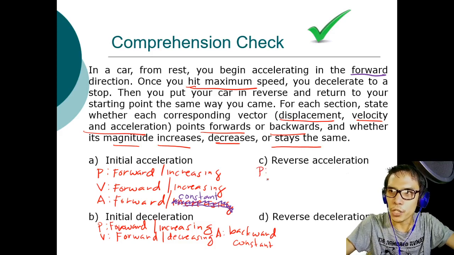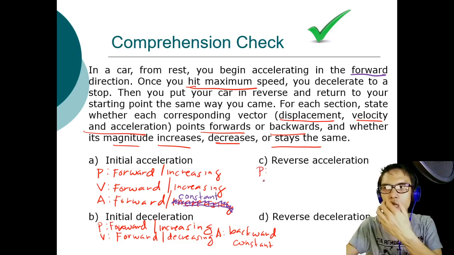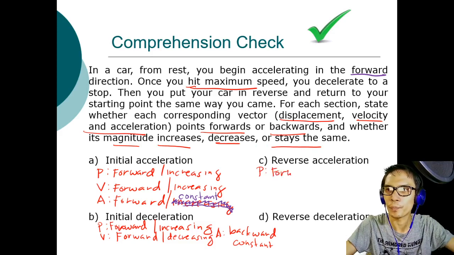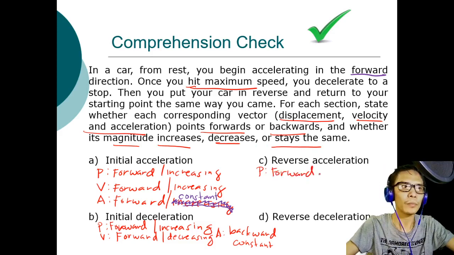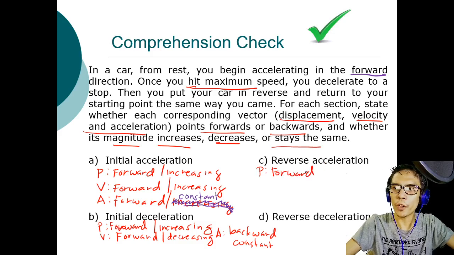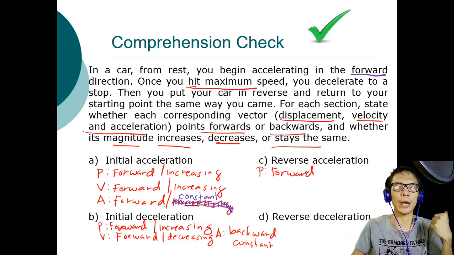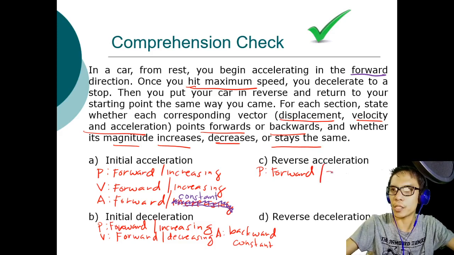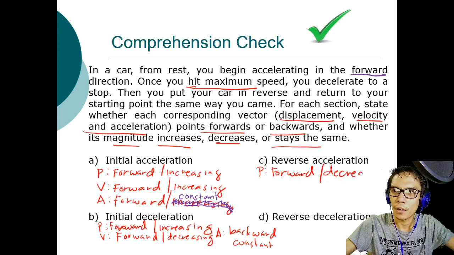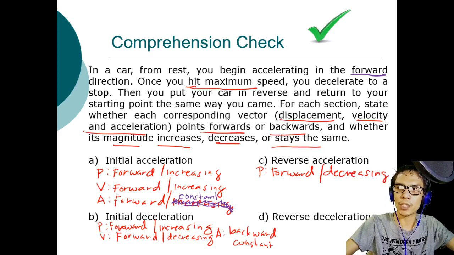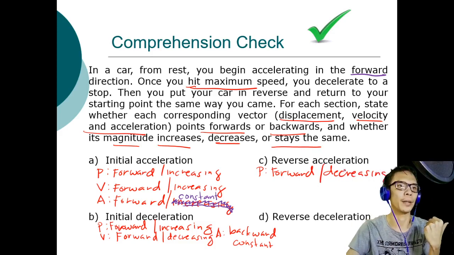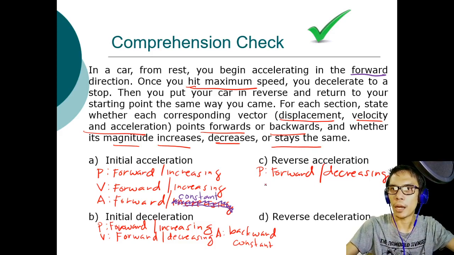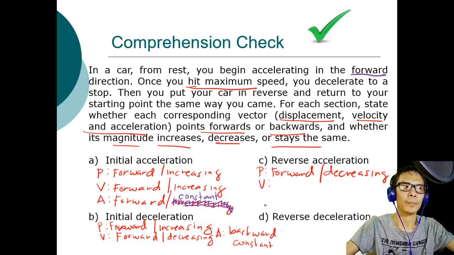Position. In reverse acceleration, you are still moving forward, because you suddenly reverse. You're still moving forward, but that forward direction is decreasing. You start going now backward. Okay, next one. How about the velocity?